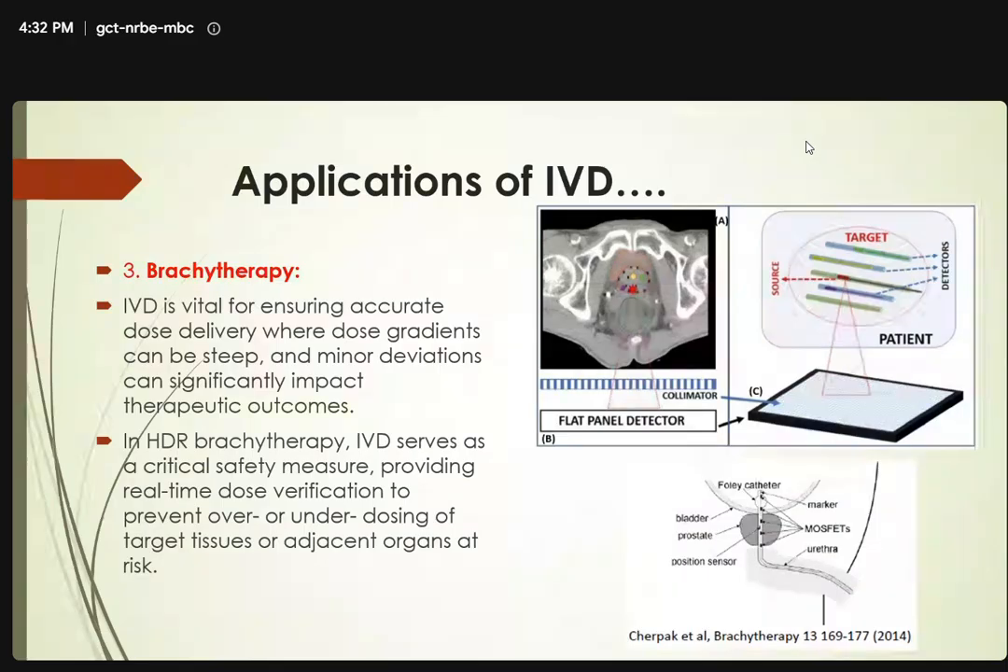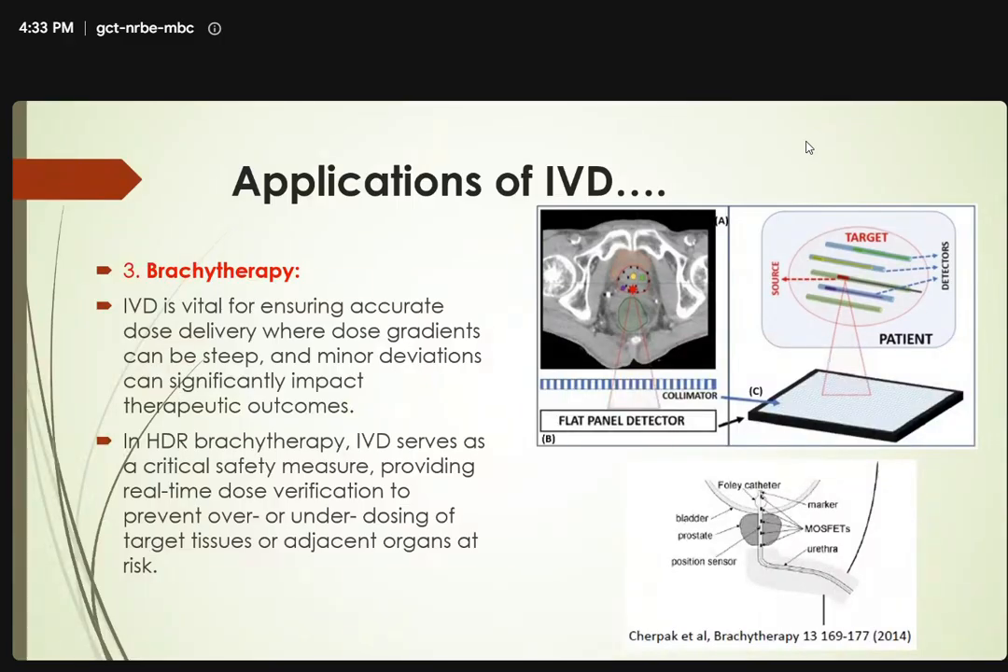Third is brachytherapy. So it has application in brachytherapy also. This in vivo dosimetry is vital for ensuring accurate dose delivery, where dose gradient can be steep and any minor deviation can significantly impact therapeutic outcomes. In high dose rate brachytherapy, in vivo dosimetry serves as a critical safety measure, providing real time dose verification to prevent over or under dosing of the target tissues or adjacent organs at risk.